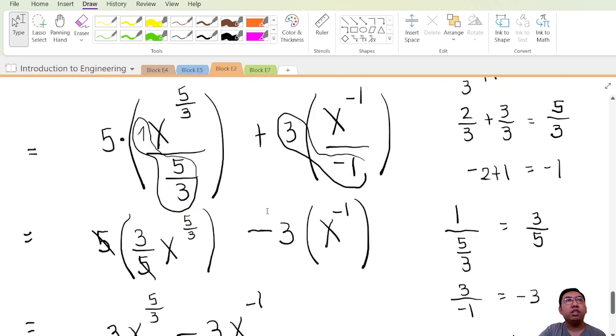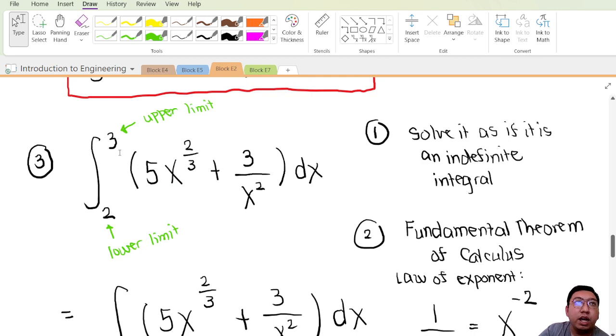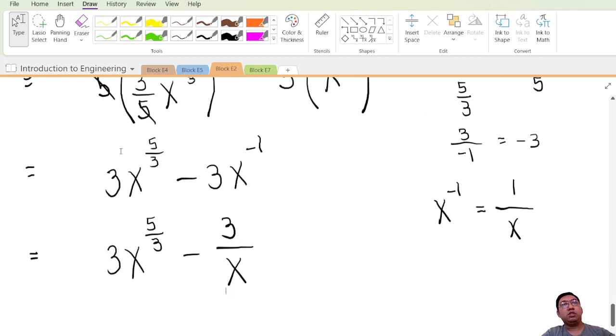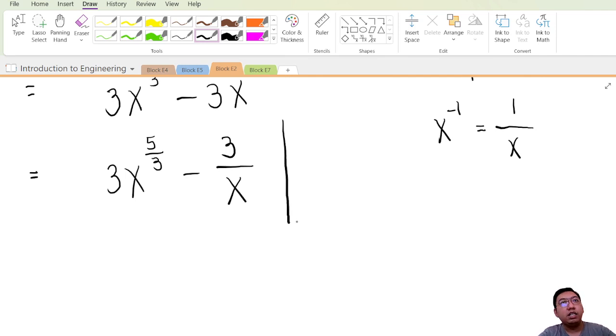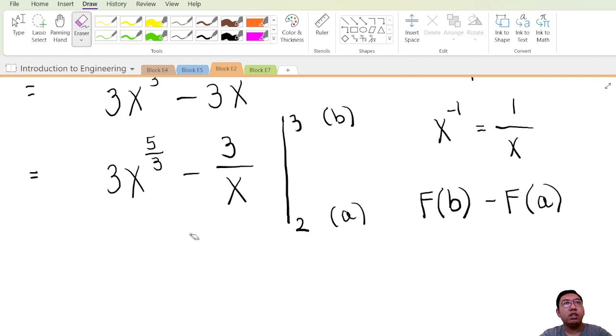You are now ready to do the fundamental theorem of calculus. So you're going to apply the lower and upper limits for this case. So how to do it? You just write here the lower limit 2 and the upper limit 3. The fundamental theorem of calculus states that for whatever function you have here, you substitute it with the upper limit, this is the b, and subtract from it the answer of the function substituted with a. That's the fundamental theorem of calculus.